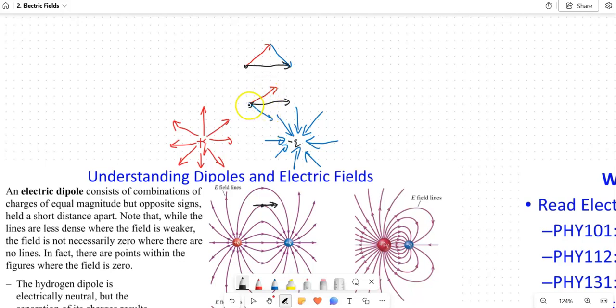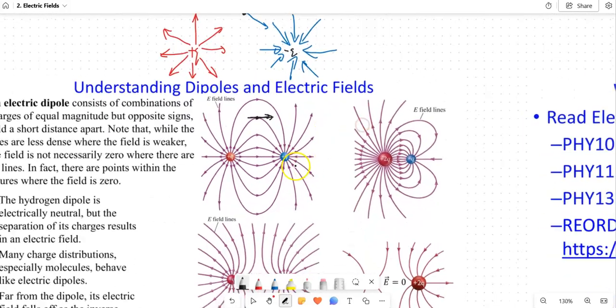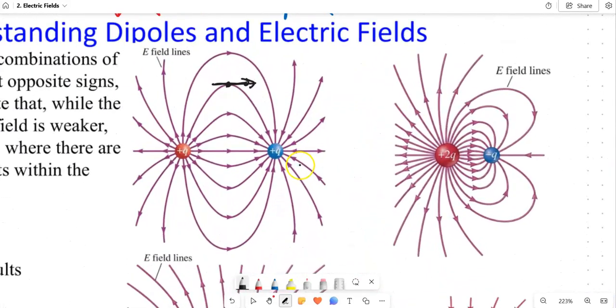Take the net of that and you get a vector that's pointing just to the right. So these purple lines are the net electric field vectors, the addition of the negative charge and the positive charge.